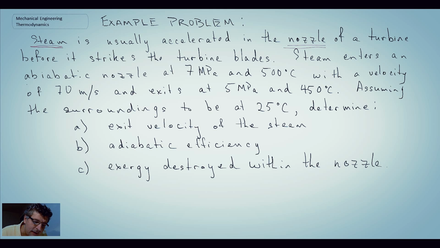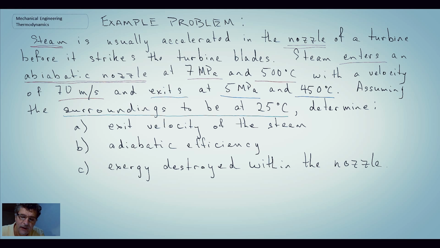It tells us that it is an adiabatic nozzle, which is important because that pertains to heat transfer that we'll have to think about. And we're told that it enters, so this is the initial state, at 7 megapascals, 500 degrees C, 70 meters per second. And it exits at 5 megapascals and 450 degrees Celsius. The other thing it tells us is the surroundings are at 25 degrees C. Whenever you see that, that usually hints towards exergy analysis because you need to know the dead state or the surroundings.